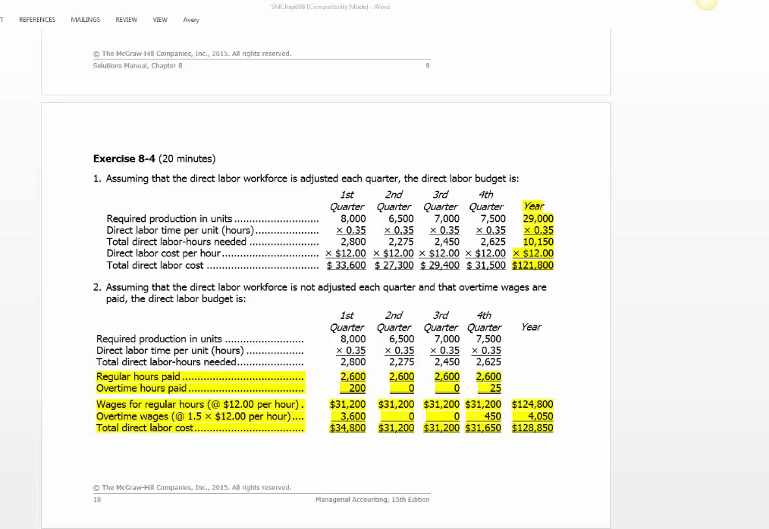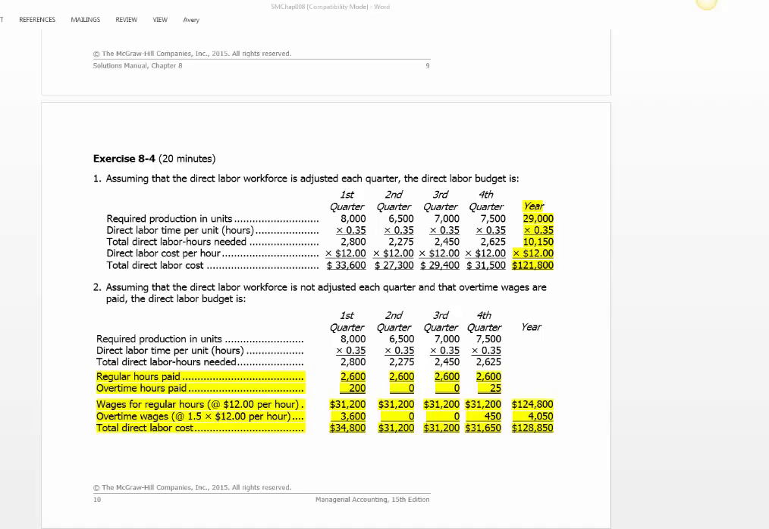Hello, class. I'm going to review exercise 8-4 with you now. This is an exercise located on pages 373 and 374, dealing with the computation of direct labor for Rorden Corporation.